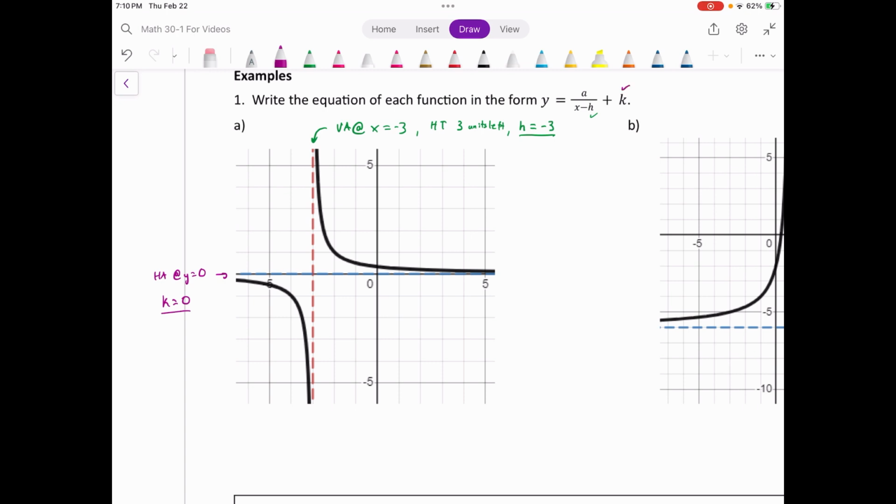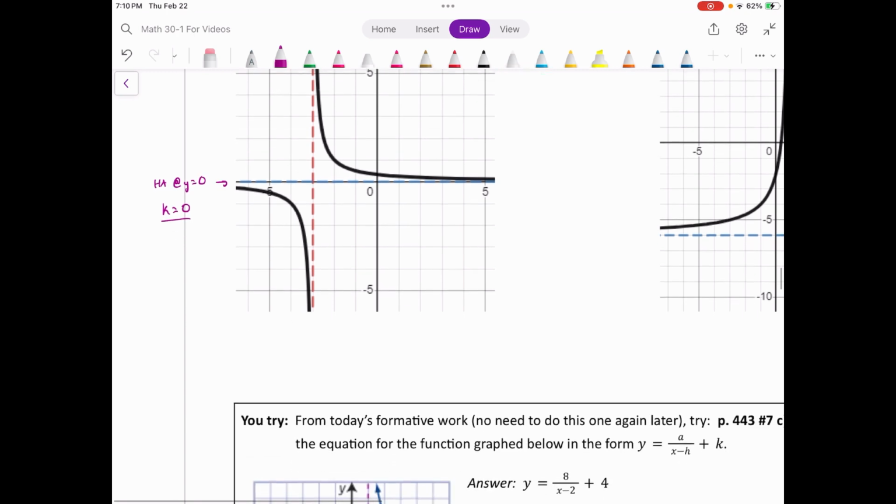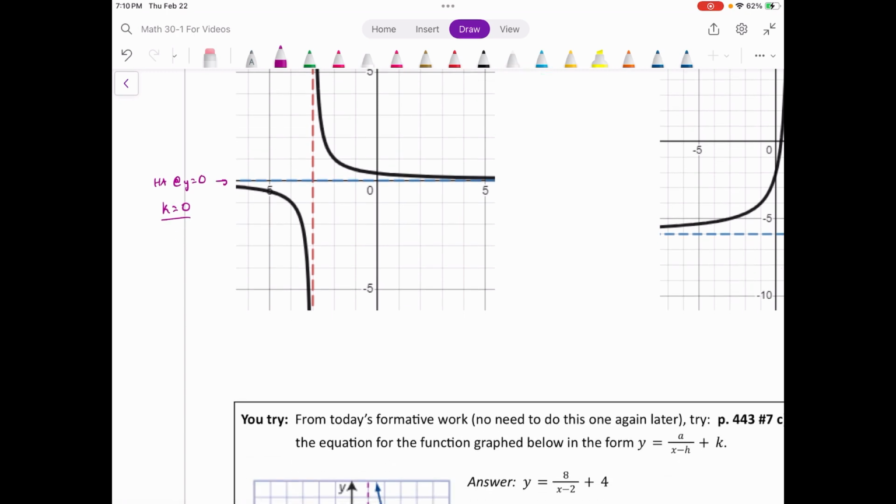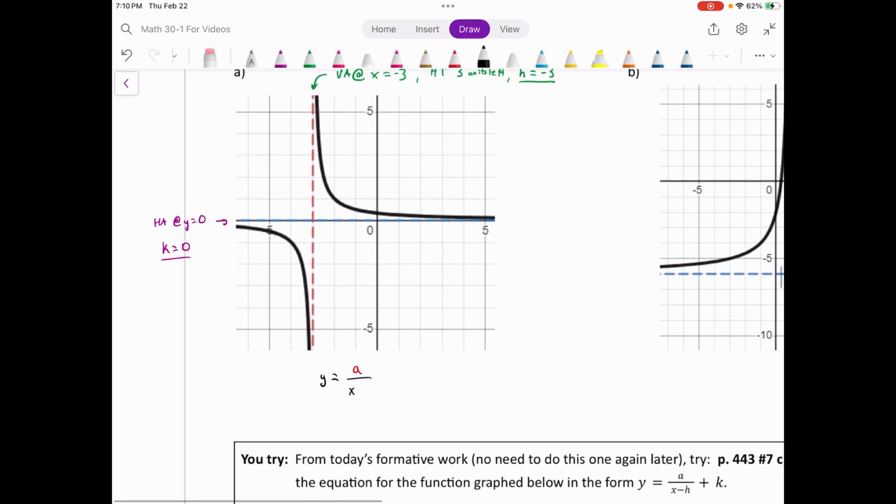So now we know that our k is 0, our h is -3. Let's just write out what we know, right? So far, we know that y equals some a over x minus h, but in this case, we know that our h is -3, so x minus -3 is x plus 3, plus 0 is our k, so we can just leave that out, right?